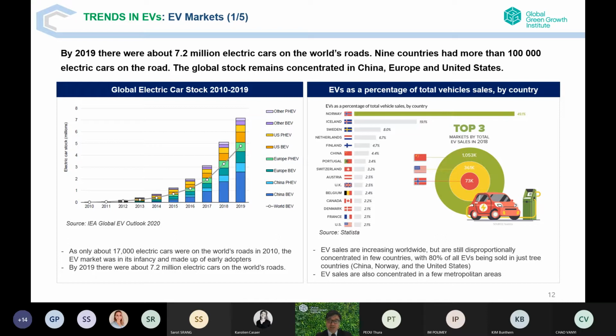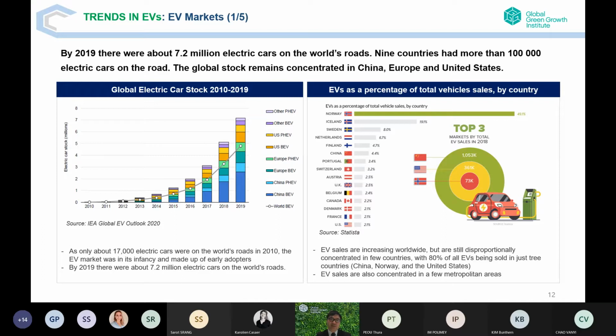However, electric vehicle sales are increasing worldwide, but are still disproportionately concentrated in a few countries such as China, Norway, and the United States. Electric vehicle sales are also concentrated in a few metropolitan areas. Maybe you can find out why electric vehicles are so popular only in metropolitan areas at the end of my presentation.